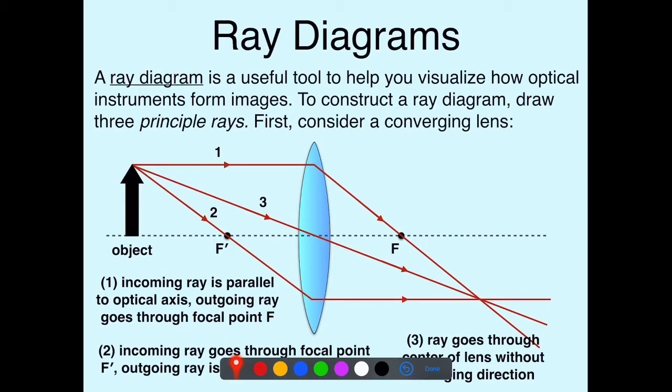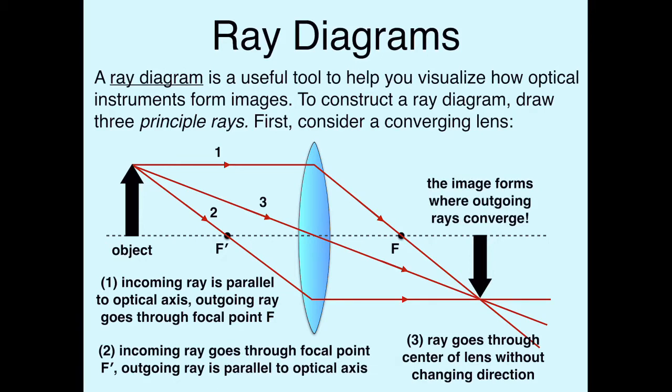Okay? And so if we look at these three principal rays, 1, 2, and 3, we see that they all converge, they all meet on the other side of the lens. So that's where the image forms. The image forms where these outgoing rays converge. Now remember, we were following the tip of the arrow, right? So this is our object. This is the tip of the arrow. Those rays converge down here, so this must be where the image of the tip of the arrow is forming. And actually what that's telling us is the image is upside down. It's inverted.